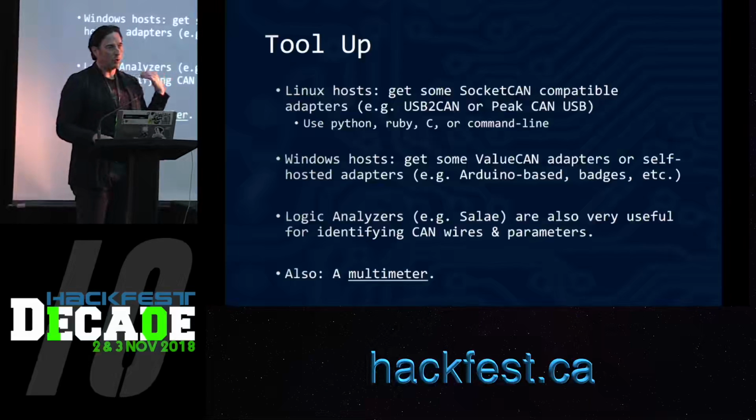In Windows as well, if you want to have the nice Wireshark kind of view of things, then you're going to want to buy some software like Intrepid's Vehicle Spy and get some value CAN adapters, and that's a path you could take as well if you like that Wireshark kind of view.